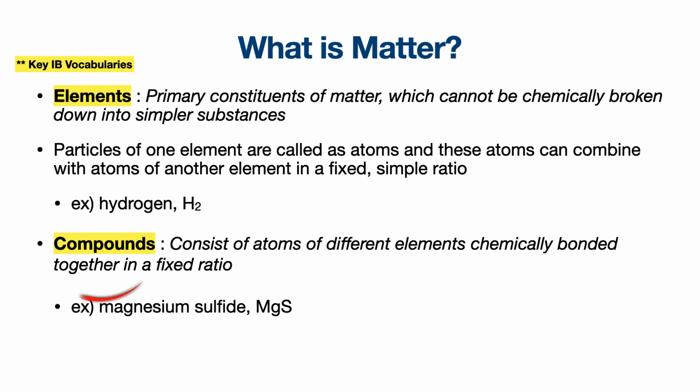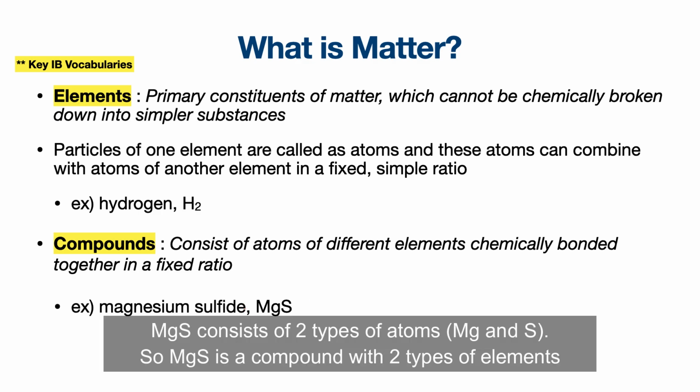IB states that compounds consist of atoms of different elements chemically bonded together in a fixed ratio. Let's look at another example. This is magnesium sulfide. It is made up of 1 atom of magnesium and 1 atom of sulfur. We can say that magnesium sulfide is a chemical compound because it consists of 2 types of element, magnesium and sulfur.